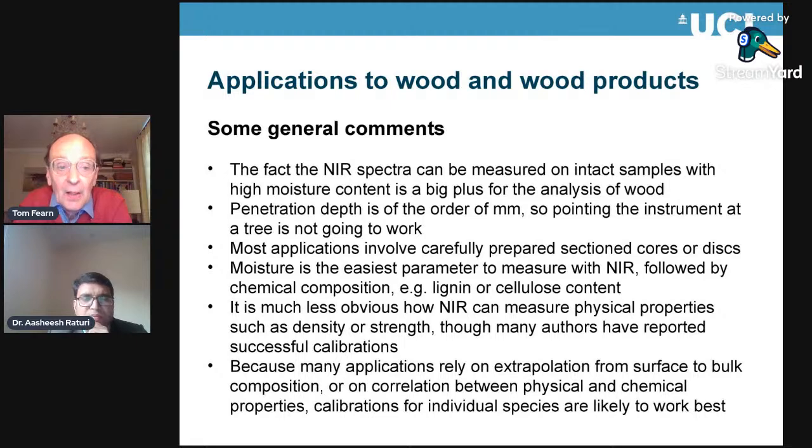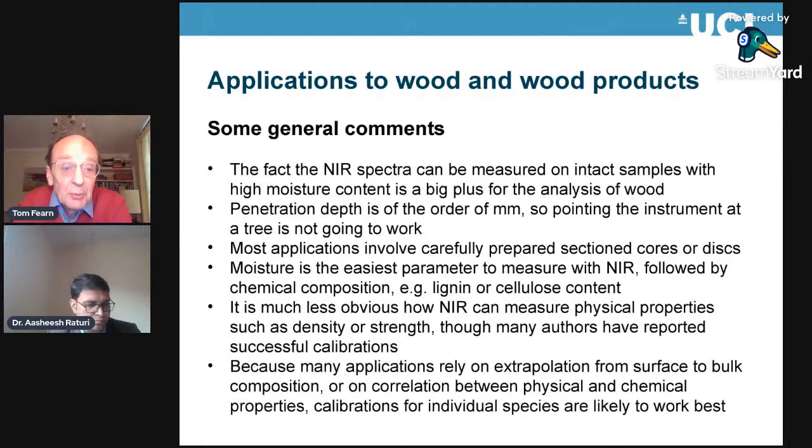The drawback, I think, is that the penetration depth is only of the order of millimeters in something like wood. And so you're not going to be able to take one of these portable instruments, go out into a forest and point it at trees. It's not going to work. You're going to see a little bit of the bark. So most of the applications in the literature involve very carefully prepared cores or discs, sectioned and prepared and examined by spectroscopy.